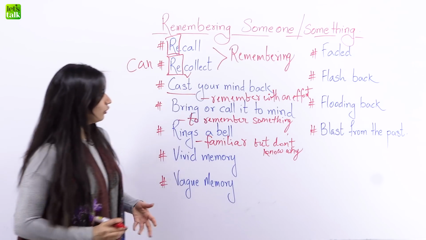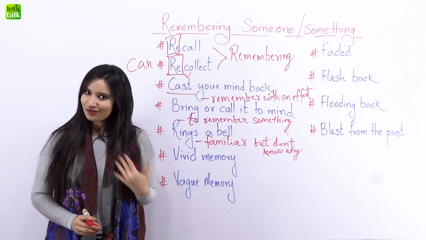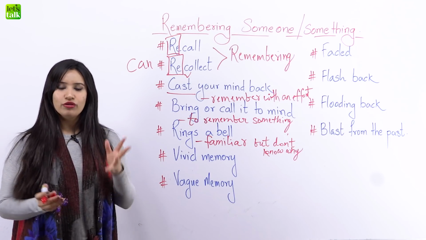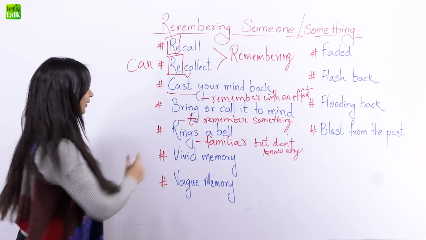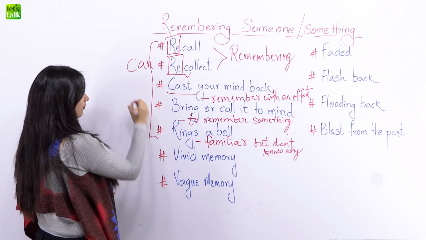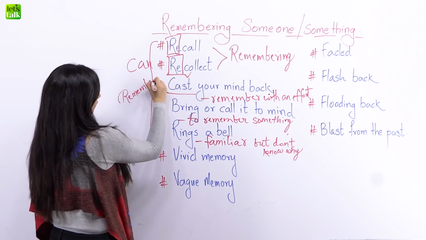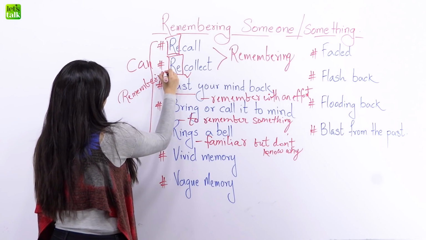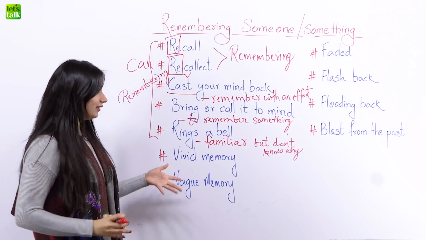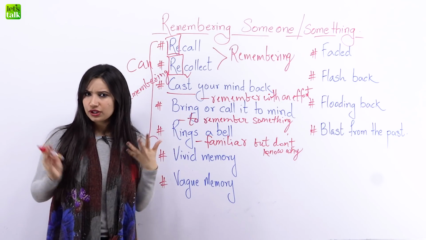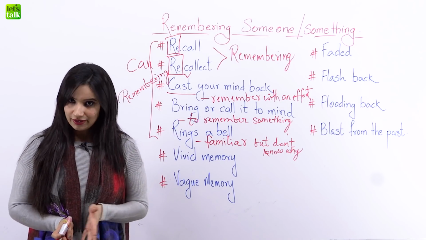Okay, so here we have looked at different words and phrases for talking about remembering something, okay? To talk about remembering. What we have next are different words for a particular type of memory, okay?